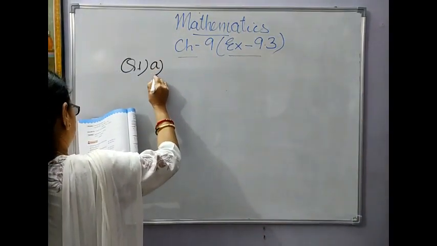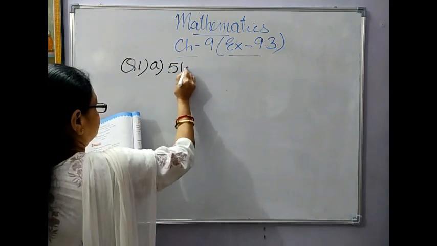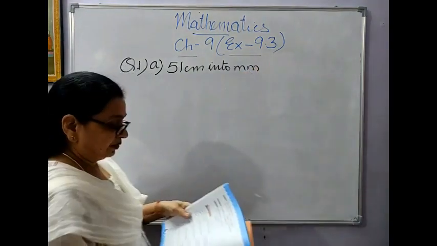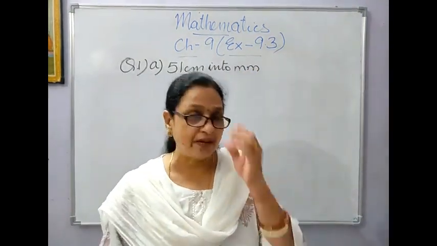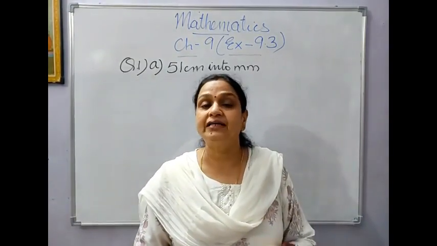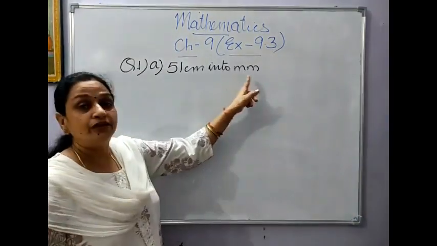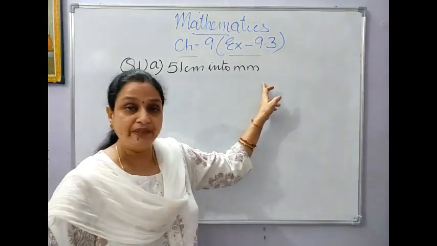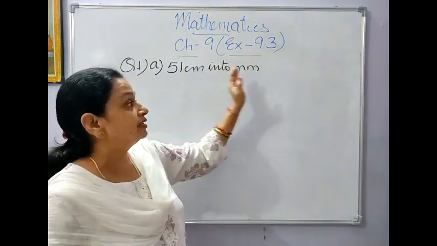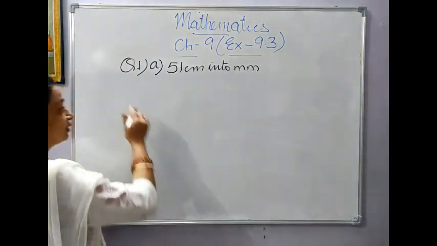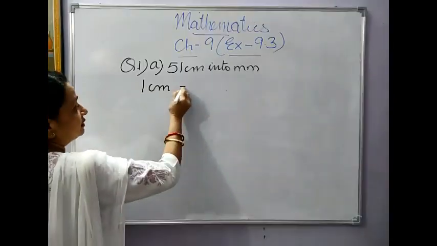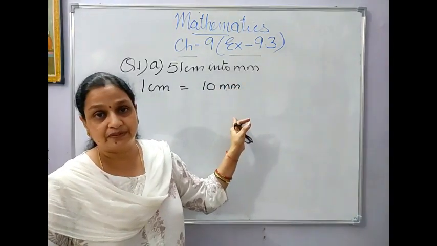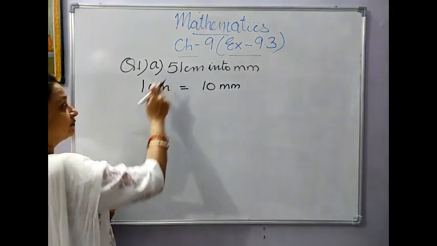So first I'll be doing sum number A, 51 centimeter into millimeter. Okay, as I've told you, whenever this type of sums are there, first of all you will write the relationship in between the two units given in the question. Here the two units are centimeter and millimeter. That means you have to convert this centimeter into millimeter. So first write the relationship. What is the relationship? 1 centimeter is equals to 10 millimeter. This you have to learn these relationships. Okay. Now we have to find out for the 51.